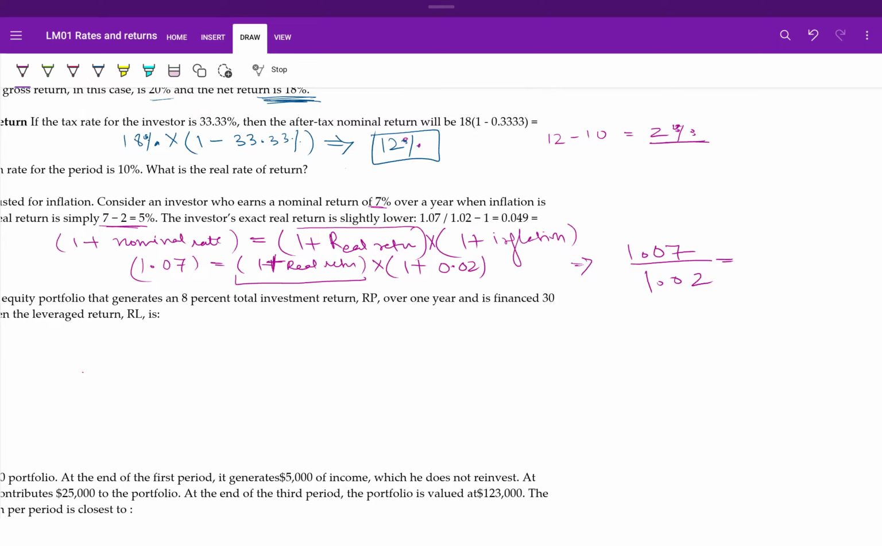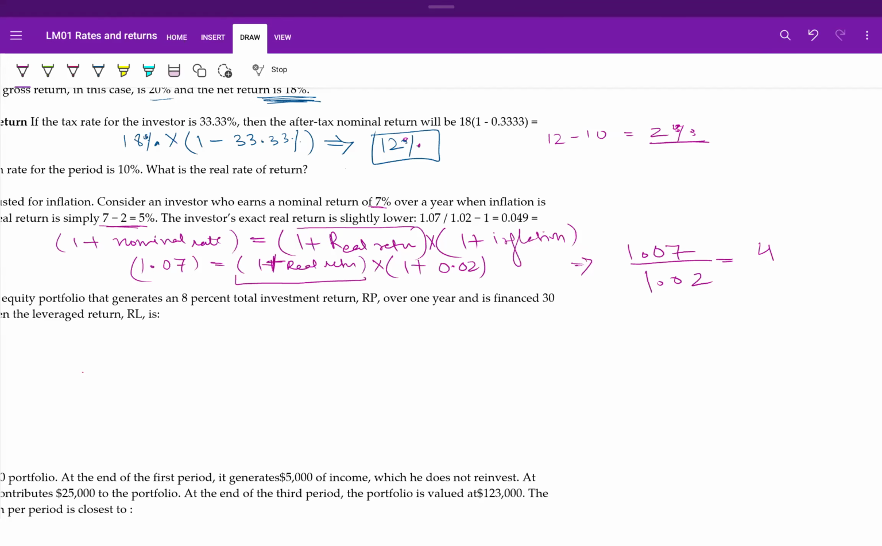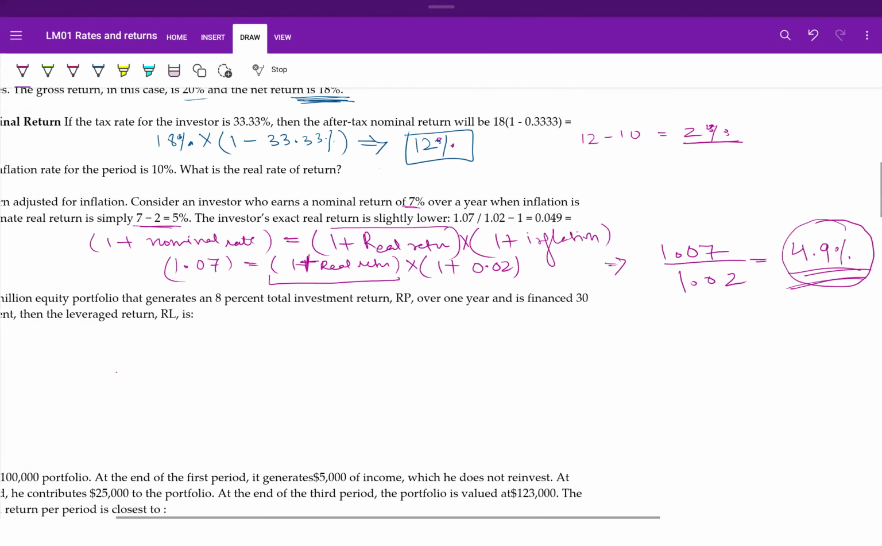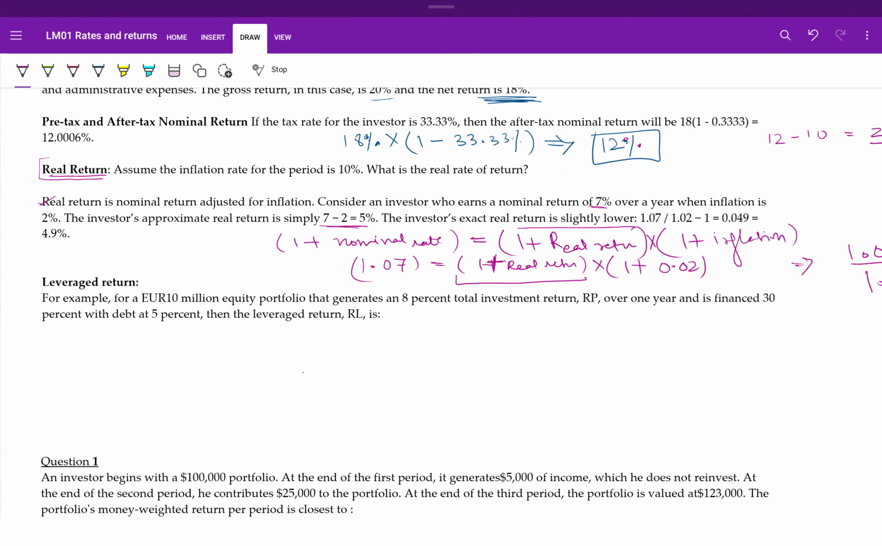If we calculate this whole equation, it gives us somewhere around 4 point something. So roughly it's going to be 4.9%. And you can see this is the exact value and this is the approximate value. 5% is the approximate value.